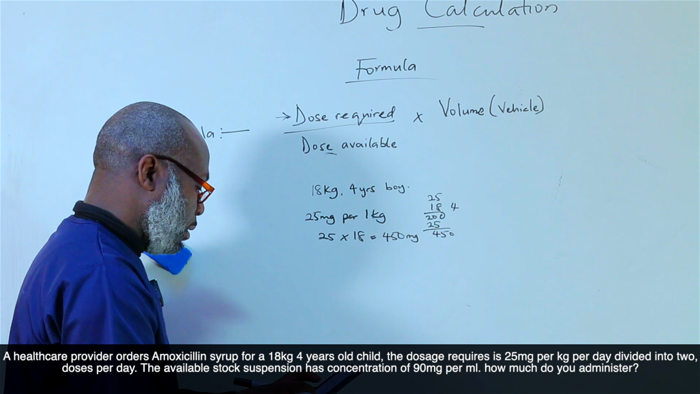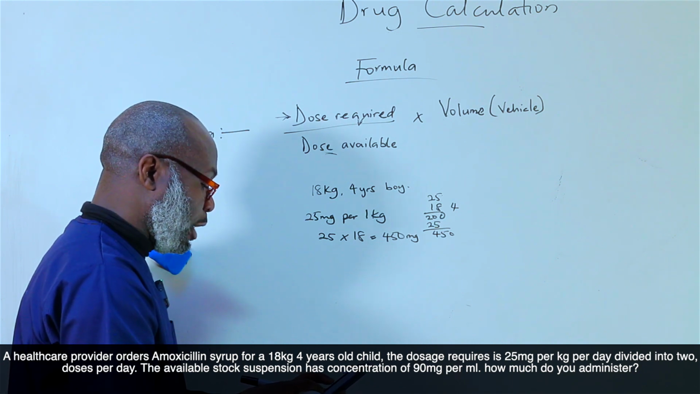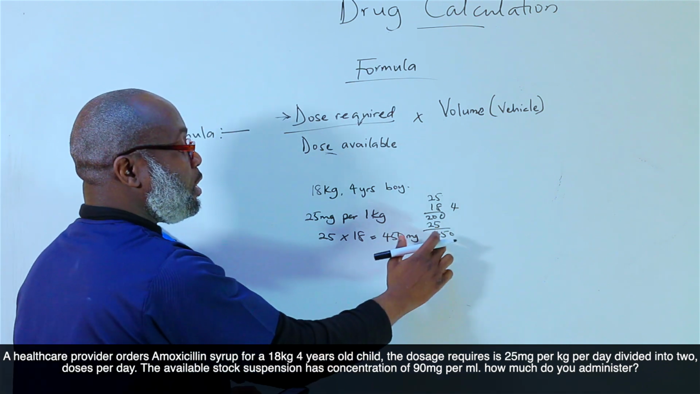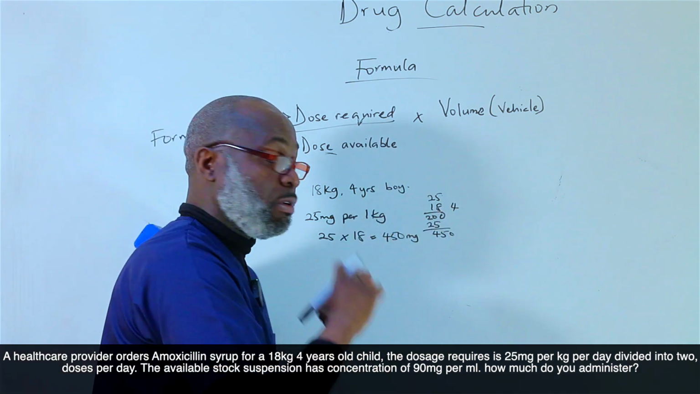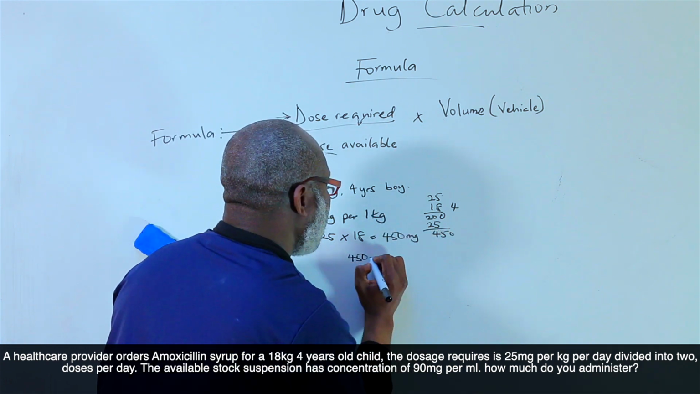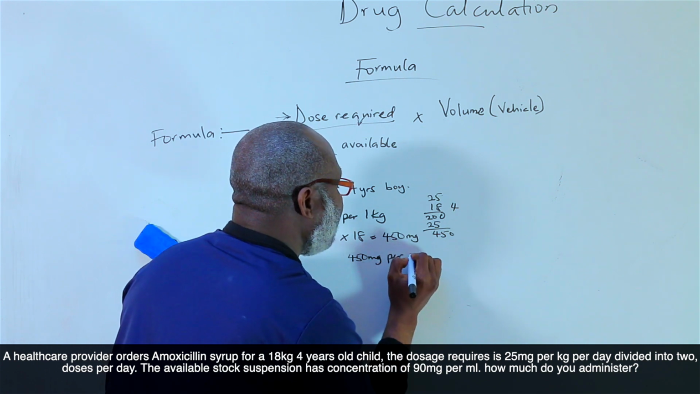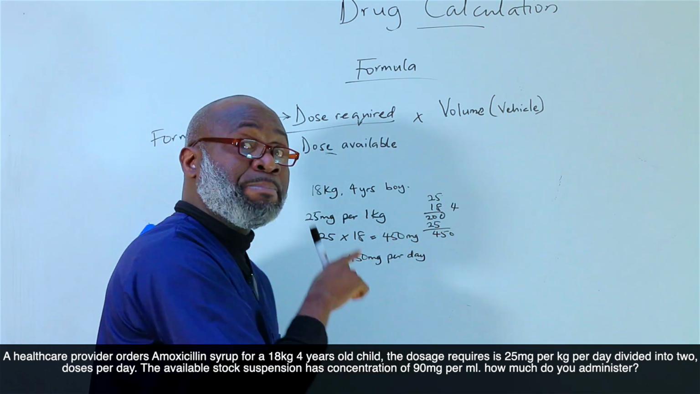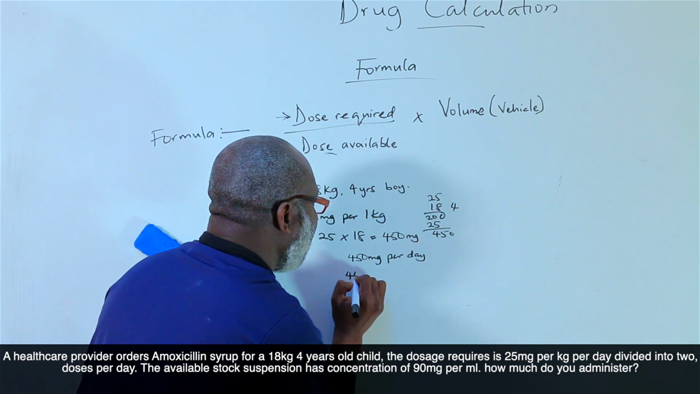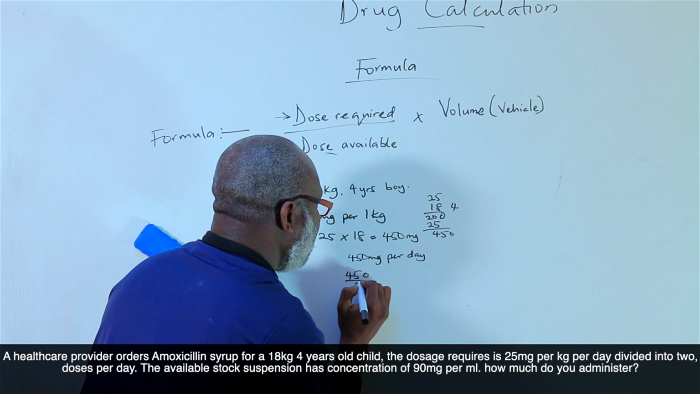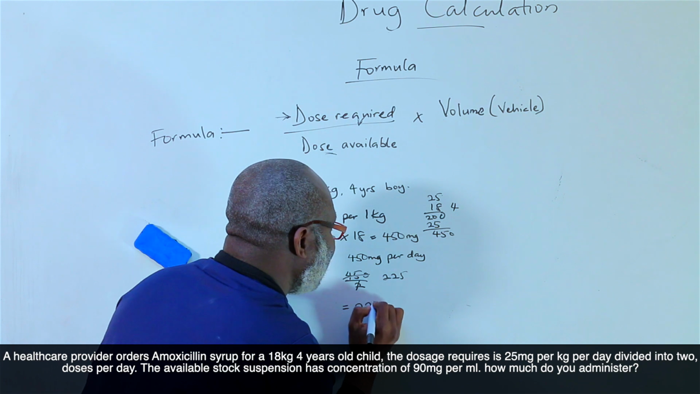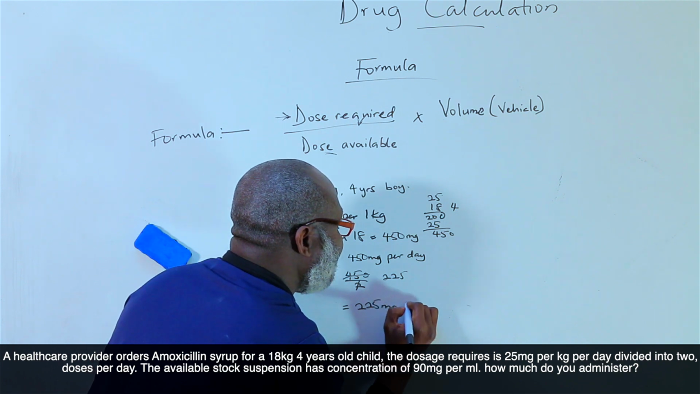And the dosage required is 25 milligram per kilogram per day divided into 2 doses per day. So you have to divide this into 2 doses because it has to be given 2 doses per day. That is 450 milligram per day. So you're going to be giving it BD, twice daily. So to give 450 daily, that will be 450 divided by 2. That would be 225. So equals 225 milligram BD.